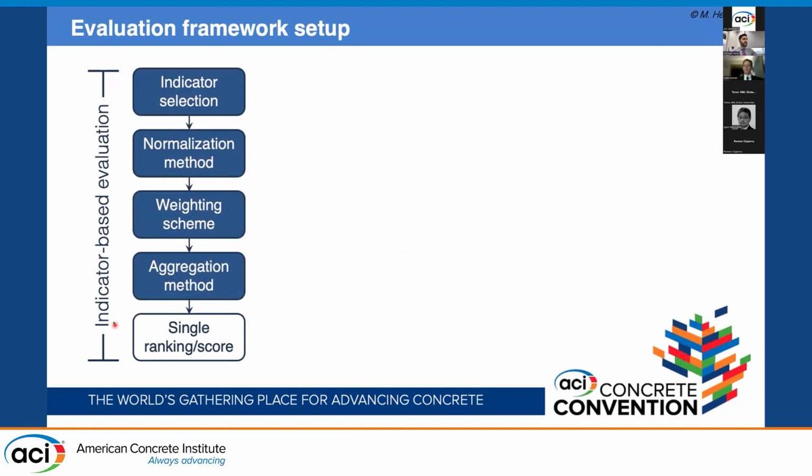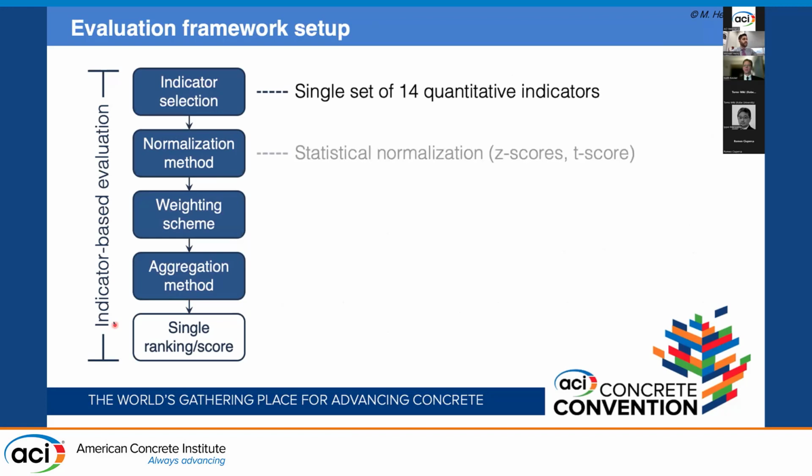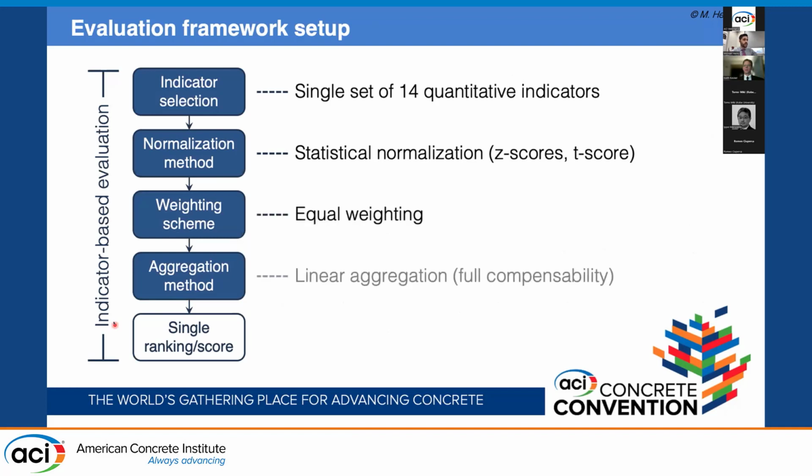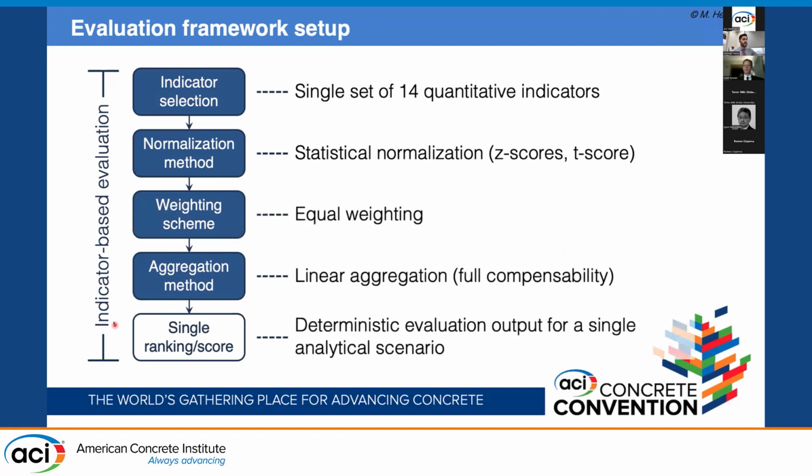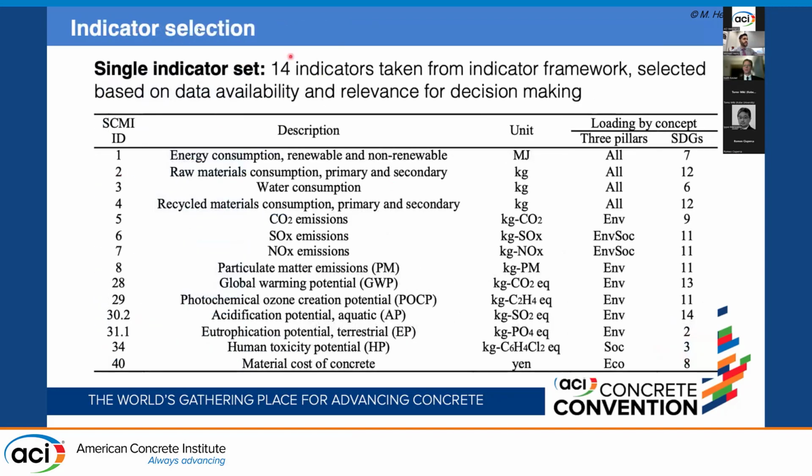So this is the setup for the indicator-based sustainability evaluation. We chose a set of 14 quantitative indicators. We use a statistical normalization, an equal weighting, and linear aggregation, and then the output will be a single ranking or a single score. So this is a deterministic evaluation output for a single analytical scenario.